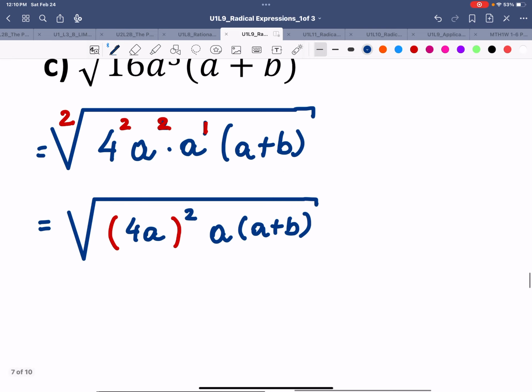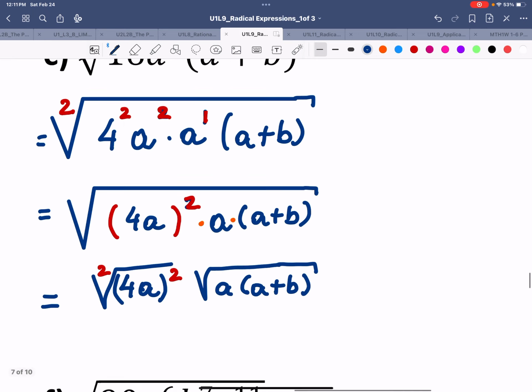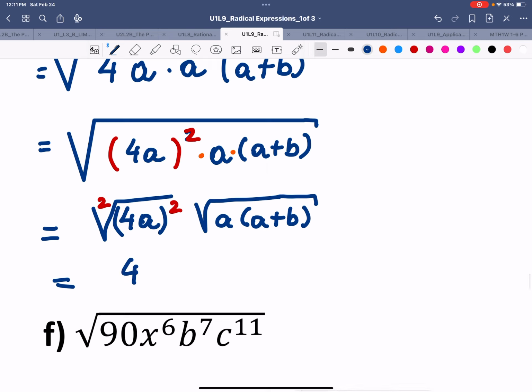So whatever factor has a power of 2 can come out. That means, and I'm going to show the steps here one more time, that's 4a squared, index 2, and then we have the square root of a times a plus b. So 4a can come out, and inside here we'll have a squared plus ab.